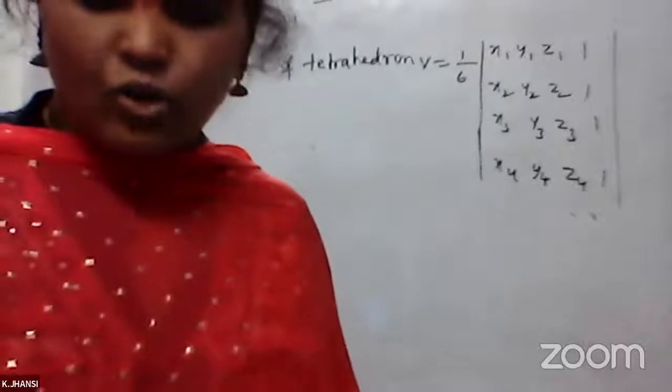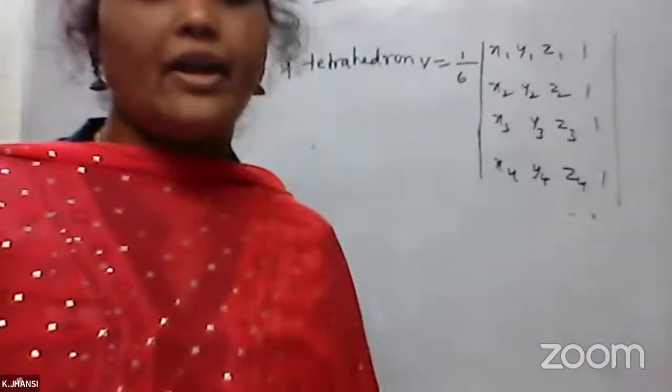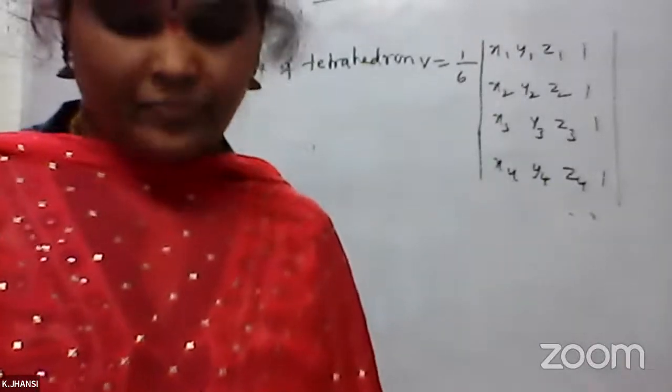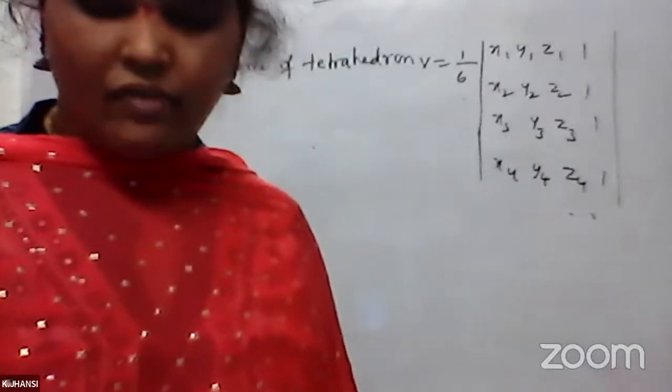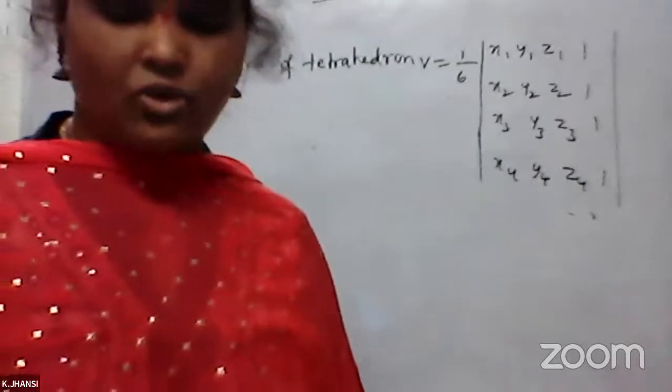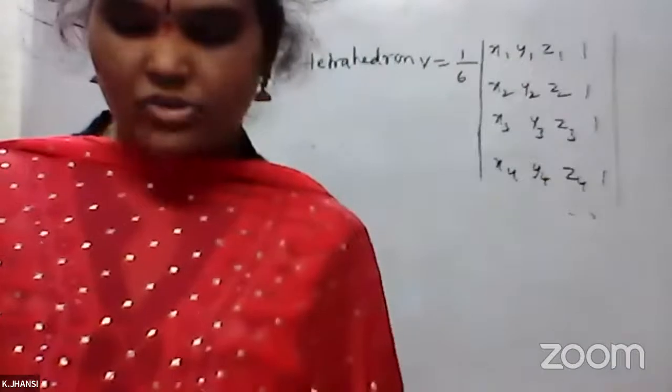So yes, this is the formula to find the volume of the tetrahedron when the equations of the planes are given. Actually, you don't have a direct proof of this question in your textbook. You have some other proof here.